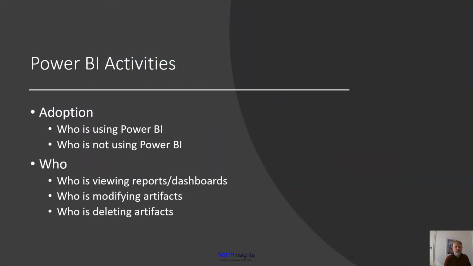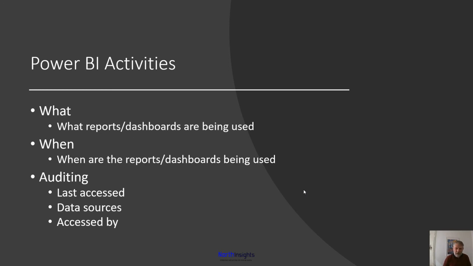So our third area of monitoring is the Power BI activities. So the Power BI activities is everything that's written to the audit log. So it will tell us important information about who is doing what, when, to what. So it can help to tell us about the adoption, so who is using Power BI, who is not using Power BI, who is looking at certain reports, or who is looking at modifying things, who is deleting, what are they doing, when are they doing it, and then if you want to look at something very specific, for example, when did this report get last accessed, or what data sources are being used by some different data sets. That is what is in the audit log, and that's where you can get rich information about what is going on in your environment.